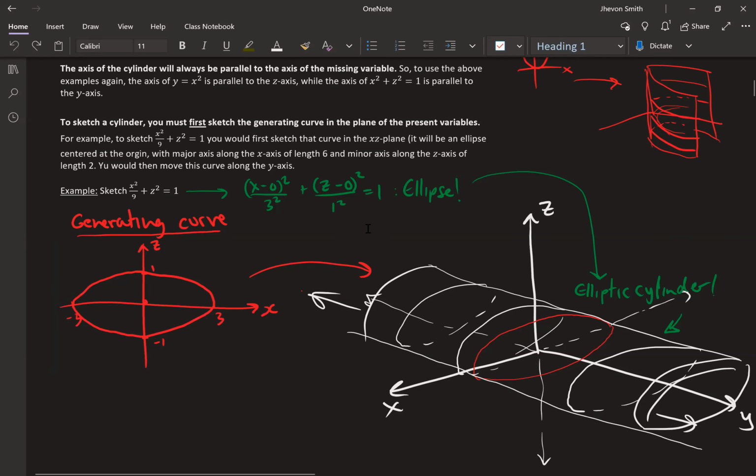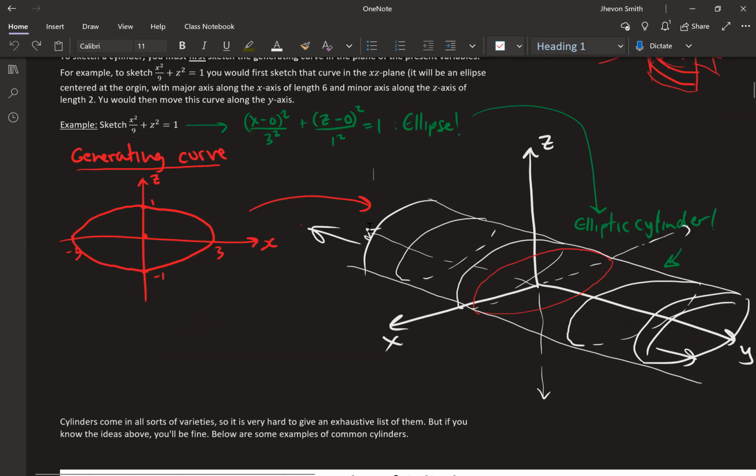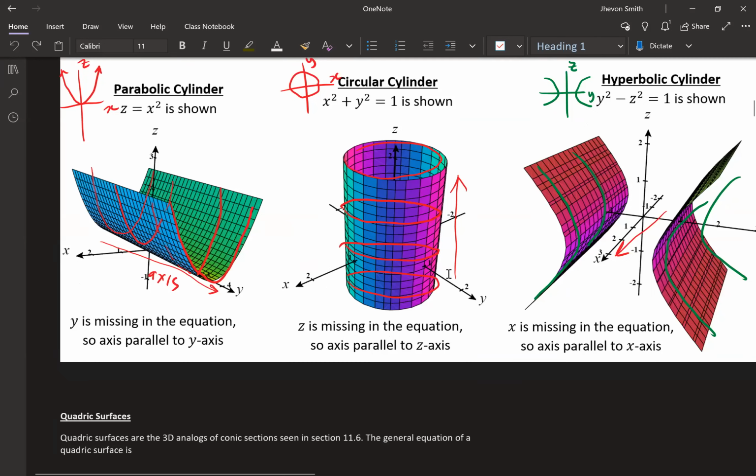So that's how we could graph cylinders. There's an infinite variety of them generated by any generating curve that you can think of. A plane is in fact a cylinder that's generated by a line, and that kind of breaks the mold of regular cylinders in terms of the criteria I mentioned earlier. So if you only have two variables in the equation, it's a cylinder, as long as it's not a plane. And the missing variable tells you the axis that it is parallel to.